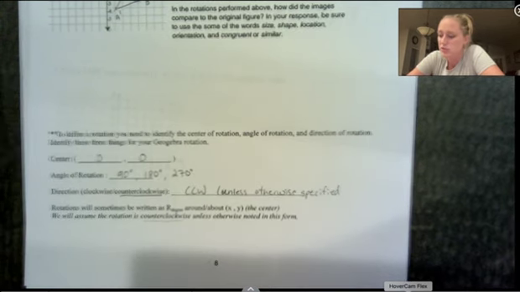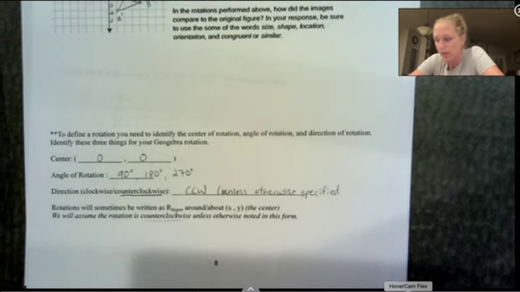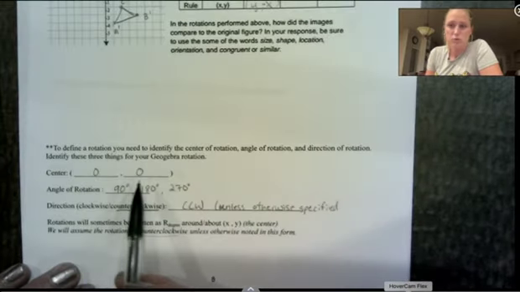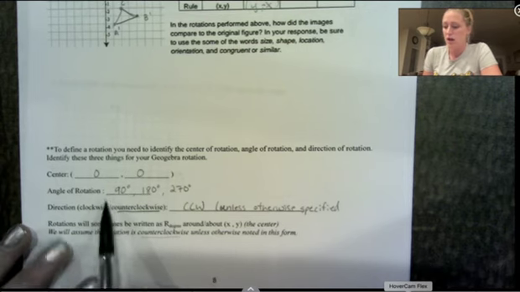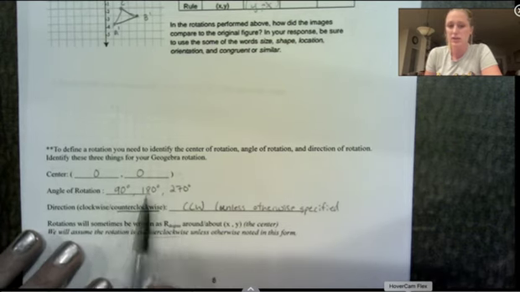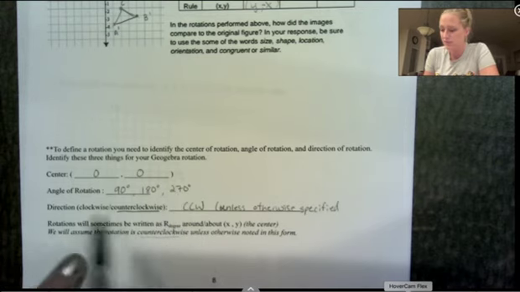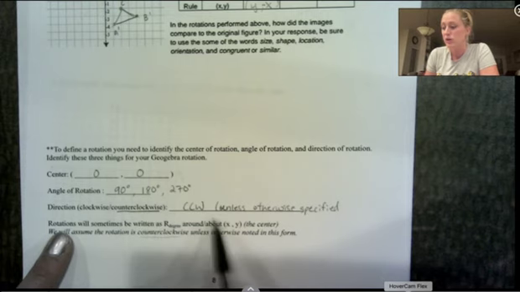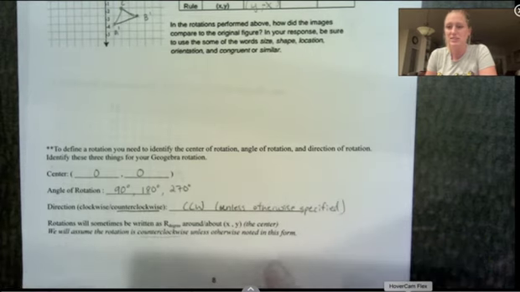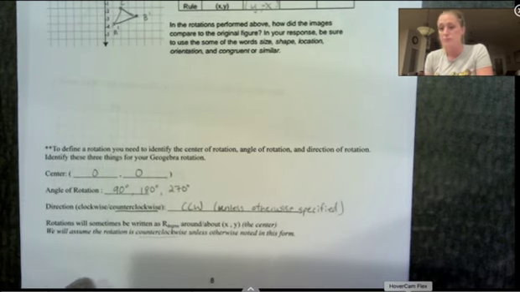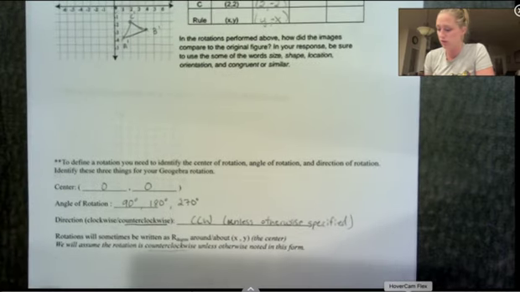So to define a rotation, you need to identify the center, the angle, and direction. So we're going to identify 3 things for your GeoGebra rotation. For example, for the very first one we did, our center we're typically always going to use 0, 0. We can have 90, 180, or 270. 360 is not very interesting because it just ends up right back on itself. The direction, typically we always go counterclockwise unless it says otherwise. That's why this applet's not perfect. It's going clockwise for all of them, but we can still come up with a similar counterclockwise example.